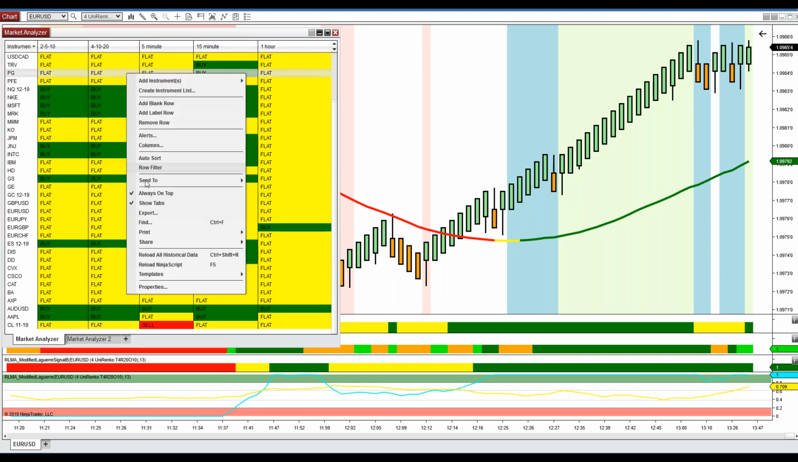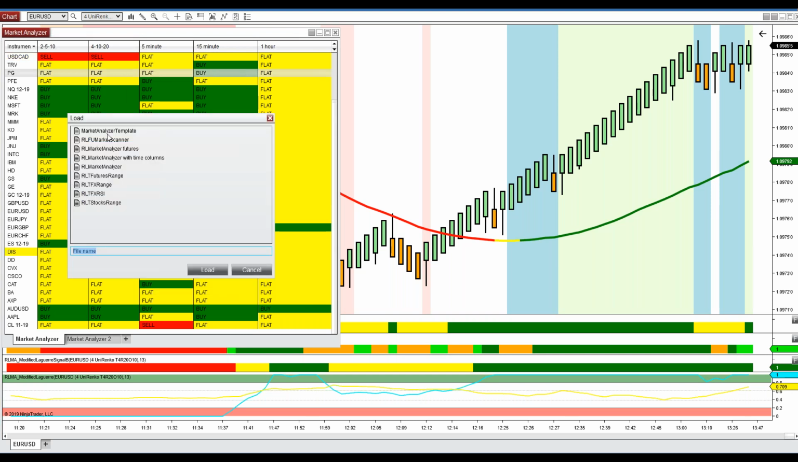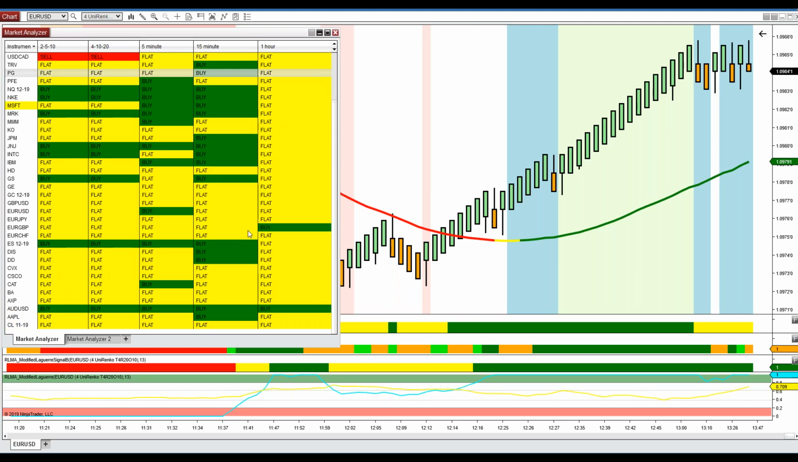Just right click, go to templates, go to load, and put in scanner. If I can find it. Right here. Where'd it go? It's right here. It's the only word with scanner. And it'll just load the template for you. And you don't have to do any work on that. Right? It's right here. Market scanner. So you only have to do that once.